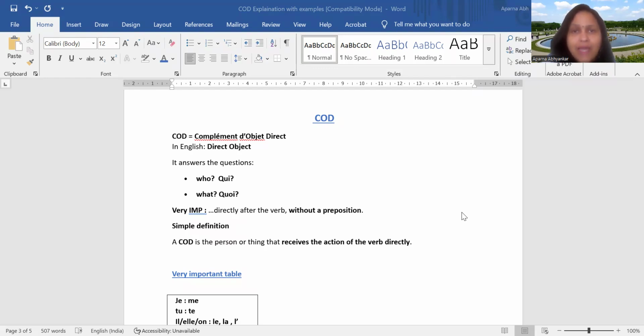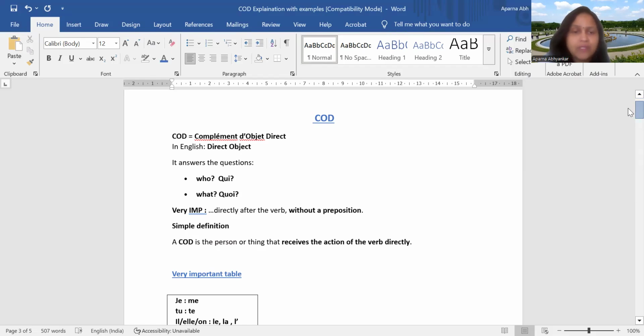In English, we call it direct object, objet direct. Basically, this answers the question qui or quoi. Qui means who and quoi means what. So whenever after the verb, when you ask the question qui or quoi, if there is no preposition in between and if you get a noun directly, it is the direct object. So a simple definition: COD can be a person or a thing that receives the action of the verb directly. Now to use these pronouns, you must know one basic table.